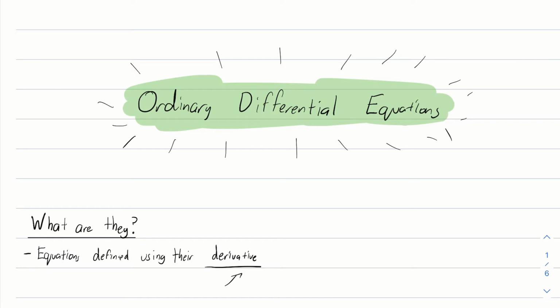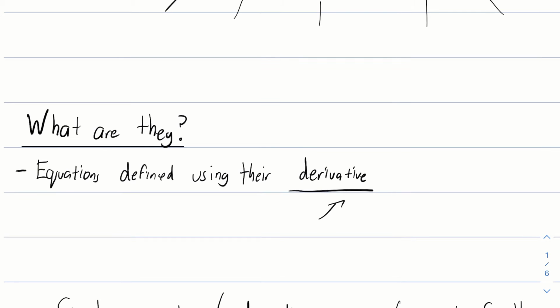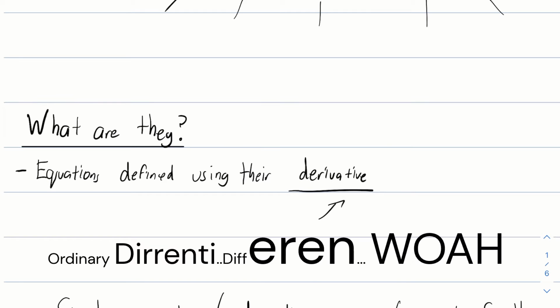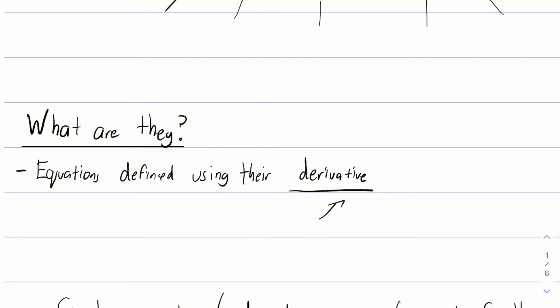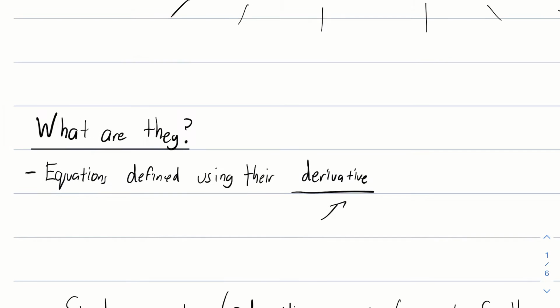I guess first off, why don't we define what they are? Ordinary differential equations are equations defined using their derivative. So it could be something like y prime equals 3y plus 2. That's an ODE. You're defining it using the derivative right there.